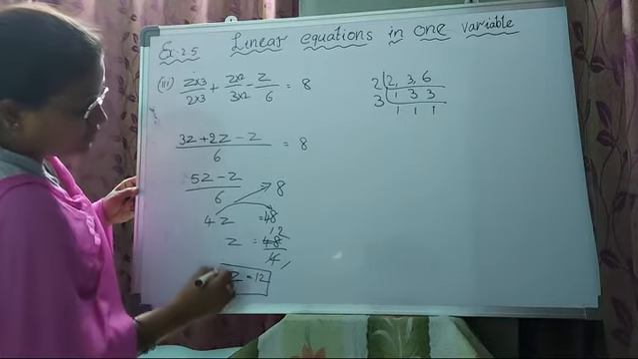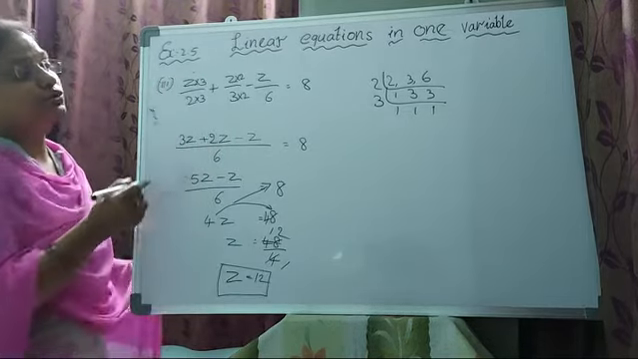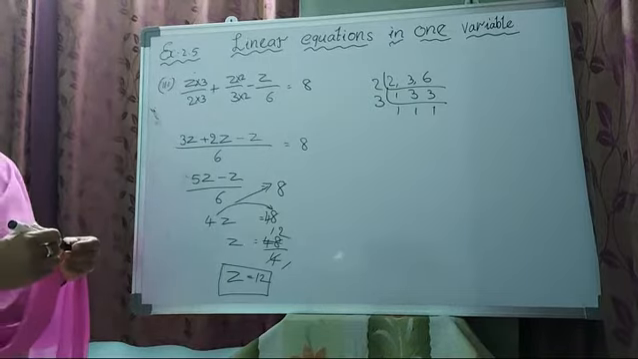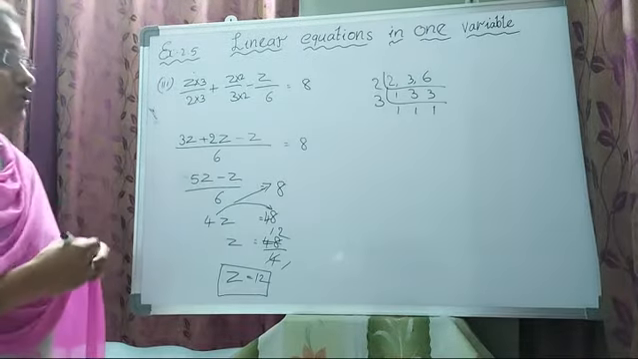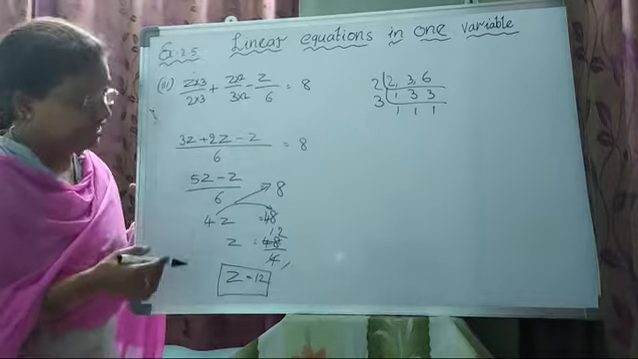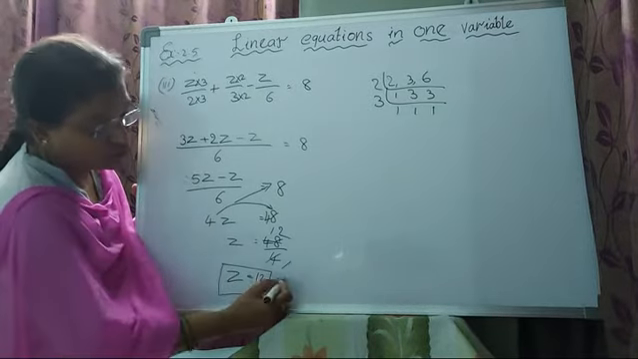The solution of this particular equation, z by 2 plus z by 3 minus z by 6 is equal to 8, this linear equation, is z is equal to 12.